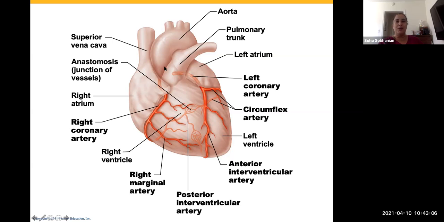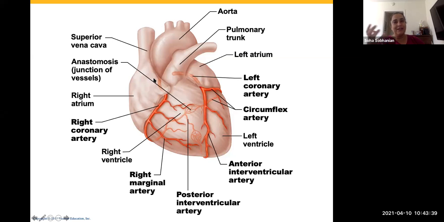So off of the aorta, before the aorta sends blood anywhere else in your body, your heart says, I'm going to take my share of blood first, okay? As the aorta is exiting the heart, a small branch comes off of it, known as the left coronary artery and right coronary artery. So left coronary and right coronary artery.